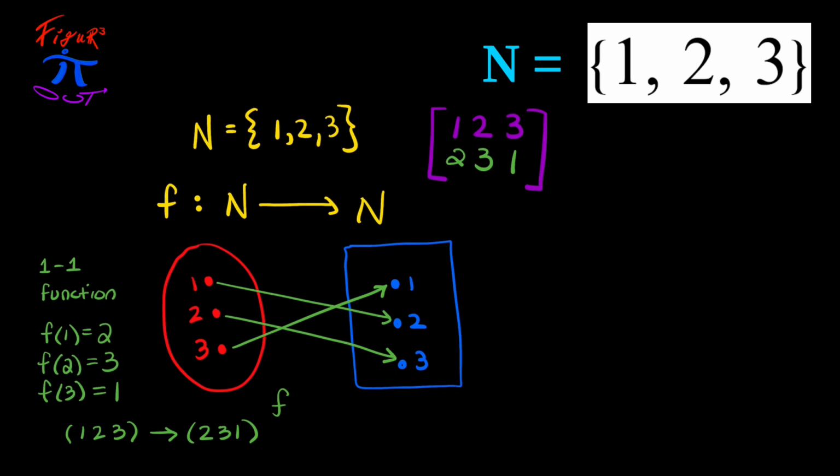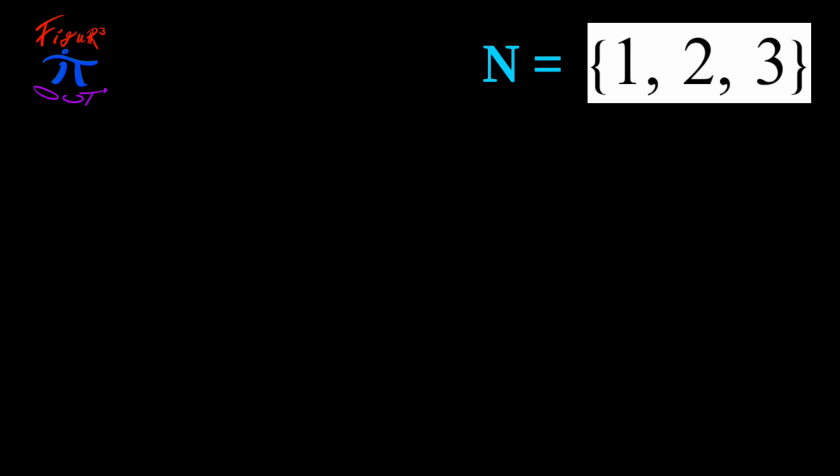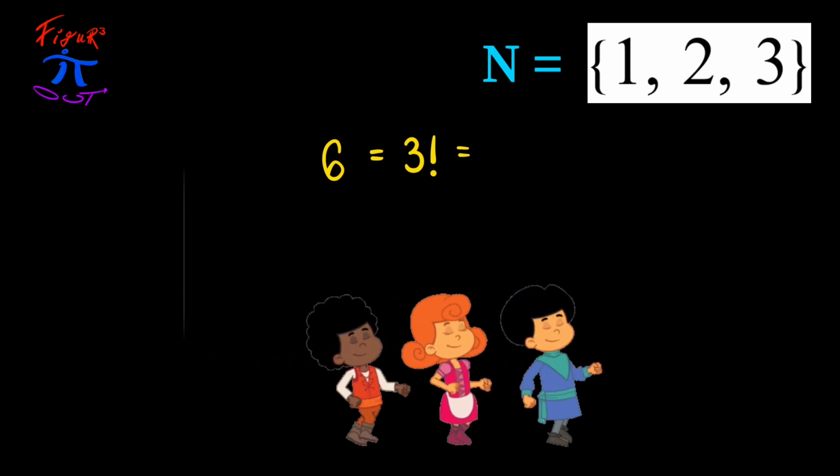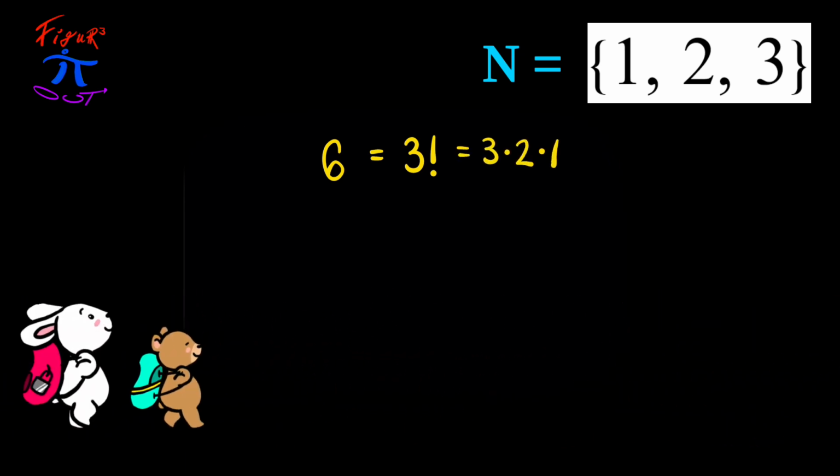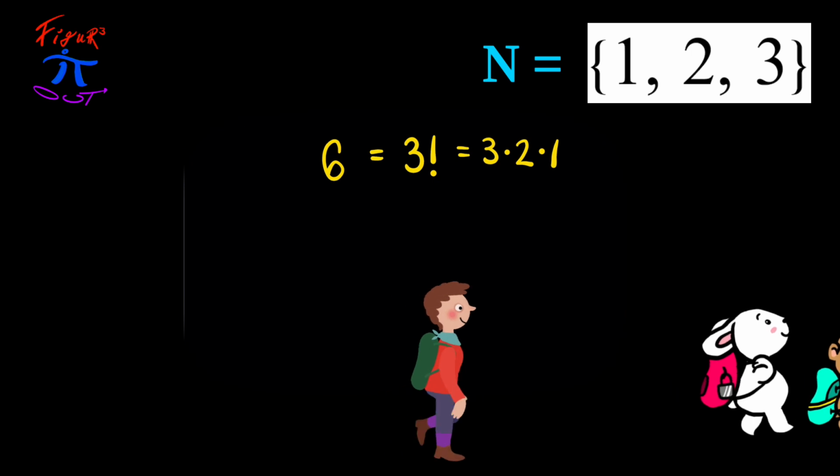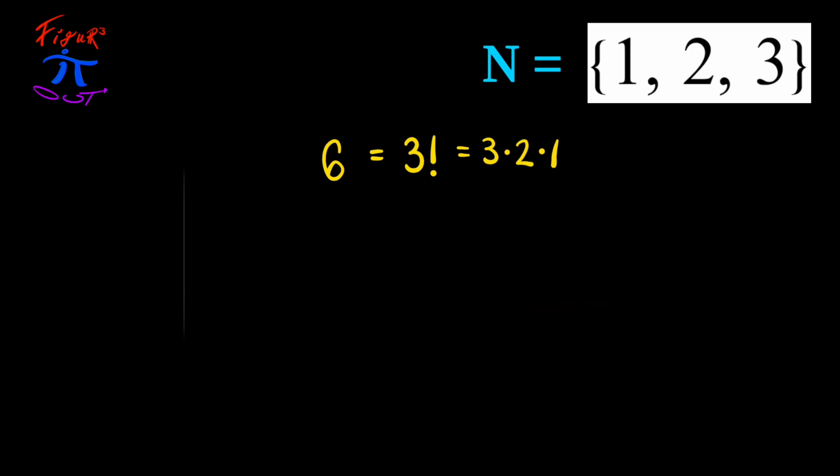Considering this, a natural question might arise. Just how many one-to-one functions are there? Do you know? If you said 6, or 3 factorial, or 3 times 2 times 1, then you know something about counting arrangements.